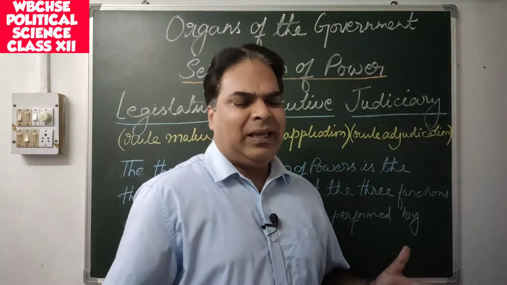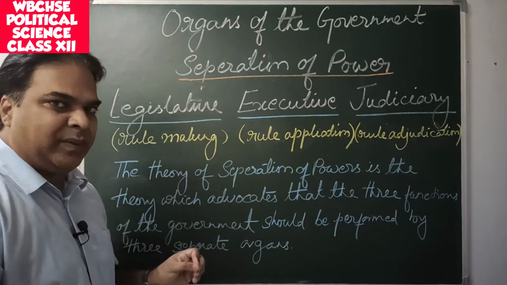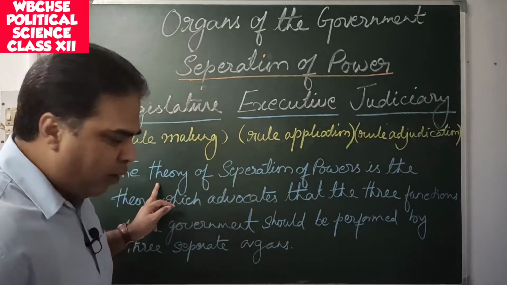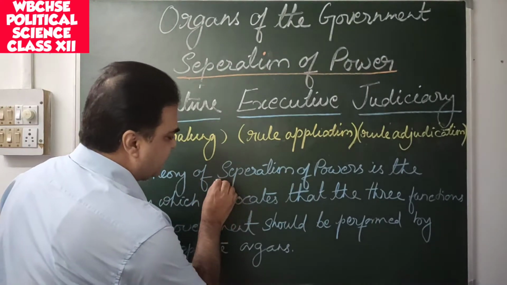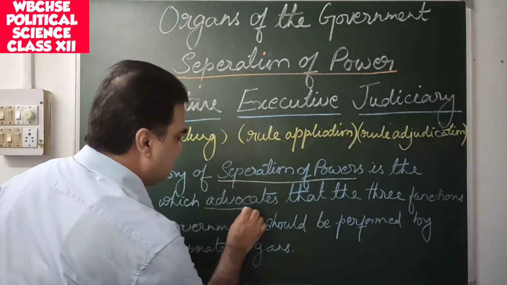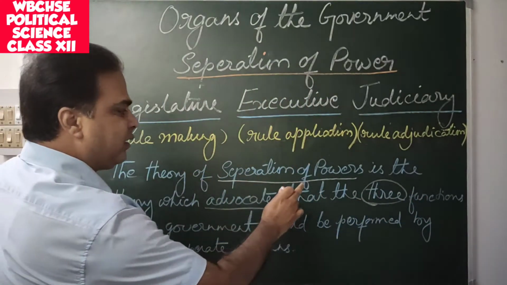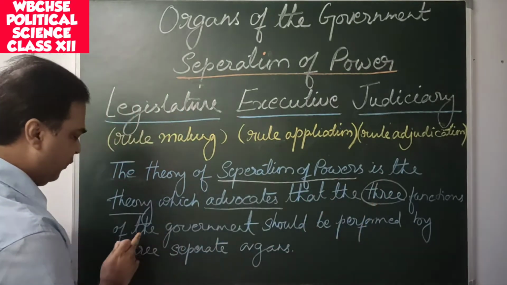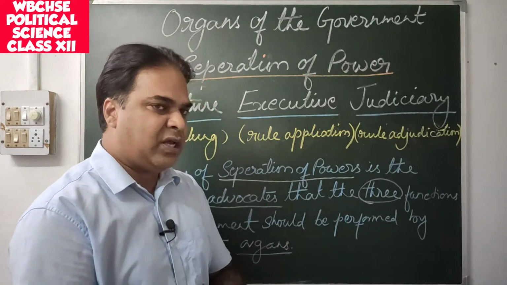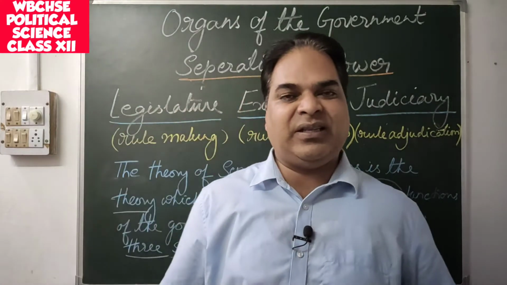In order to make it simpler, I have written it here, you can see. In simple words, what is the theory of separation of power? Separation of power is the theory which advocates that the three organs, or the three functions of the government, should be performed separately. Legislative is one function, executive is a different function, judiciary has different functions. All these three functions must be performed separately by three separate organs.